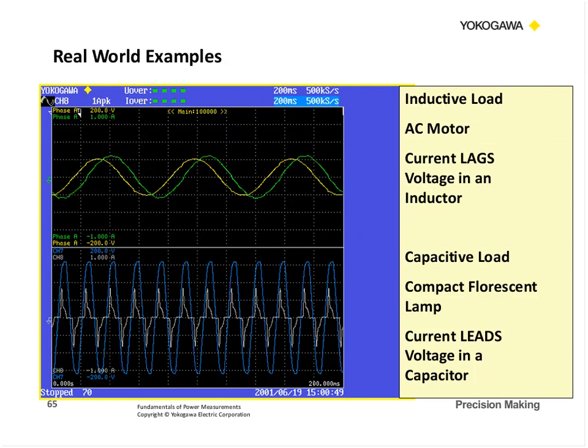So, some real-world examples. Inductive load, most common: an AC motor. That's where our current lags the voltage. Here's a pretty common example anymore of a capacitive load, with our compact fluorescent lamps with the ballast built into it. It's a capacitive load, and the current is leading the voltage. Now, it's kind of hard to see that, but it is leading in there. Of course, this is lagging.